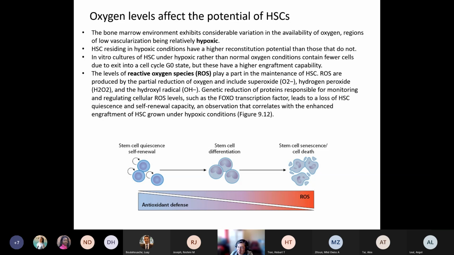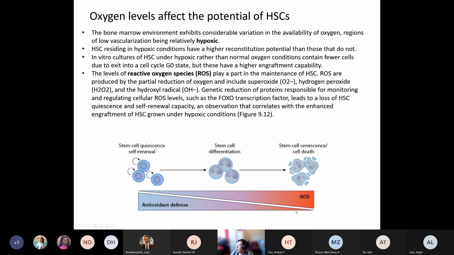In that condition, the cell will not produce as much reactive oxygen species. The reactive oxygen species are bad for cells. They cause damaged cells. They cause DNA mutations, so they're not good for stem cells. Stem cells don't like them. So if you expose the cells to oxygen, you're going to cause accumulation of ROS, and that will cause stem cell senescence and cell death.